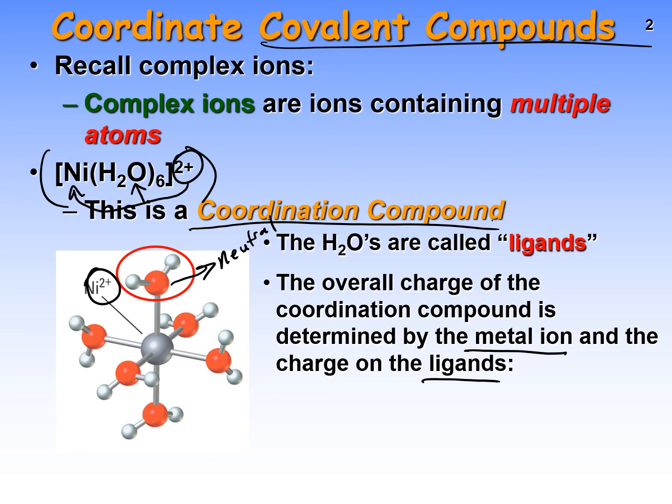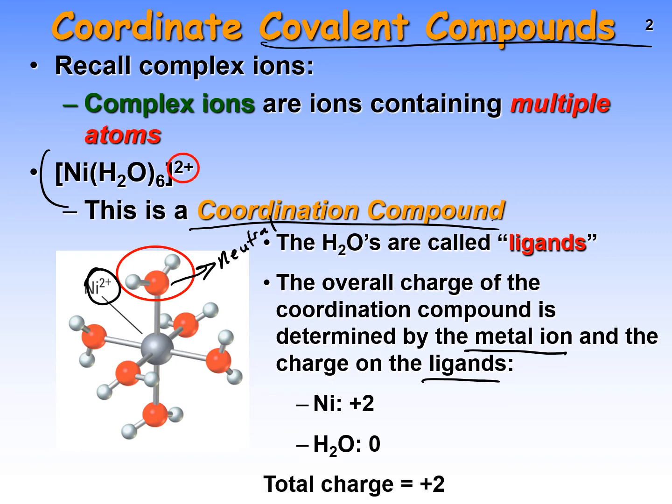But if we have a ligand that's charged, that will also affect the charge on the complex ion. So nickel has a 2+, water has 0. We have 6 waters, 6 times 0 is 0. Our overall charge is going to be 2+. This is going to be important for other compounds that don't have neutral ligands, right? Because then you're going to have to combine the two.